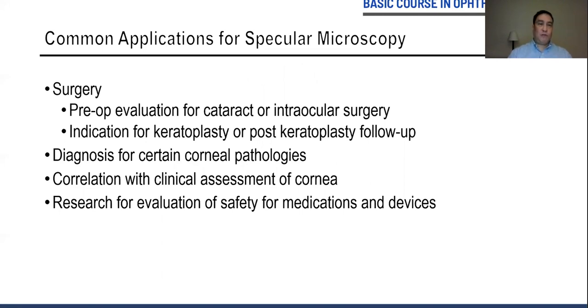Specular microscopy is also used for the diagnosis of certain corneal pathologies, to correlate with clinical assessment of the cornea, and for research and evaluation of the safety of medications and devices. For example, whenever they evaluate new devices like new intraocular lenses, all patients are sent in for specular microscopy, because some devices cause a higher attrition rate of endothelial cells compared to others, which renders those devices unsafe. And so it's very useful for evaluation of certain devices in research in ophthalmology.